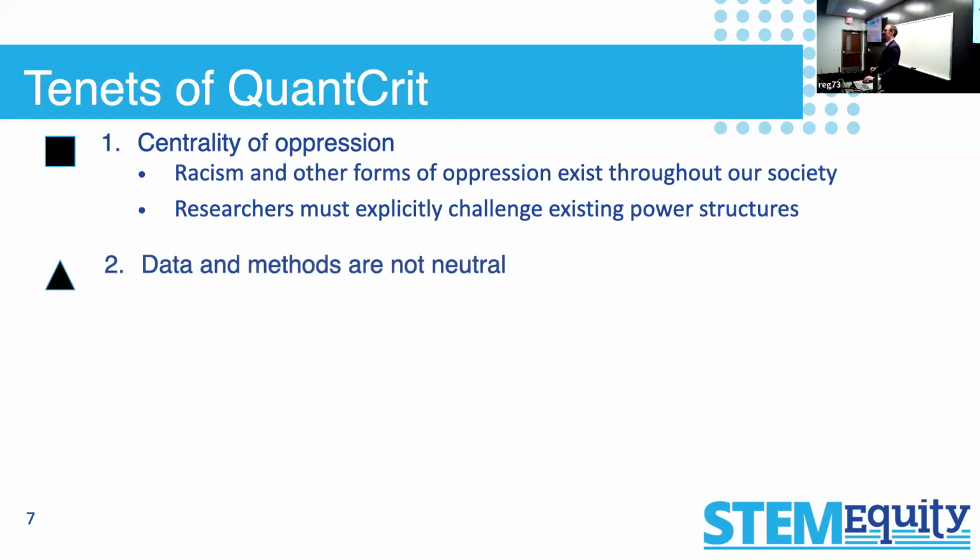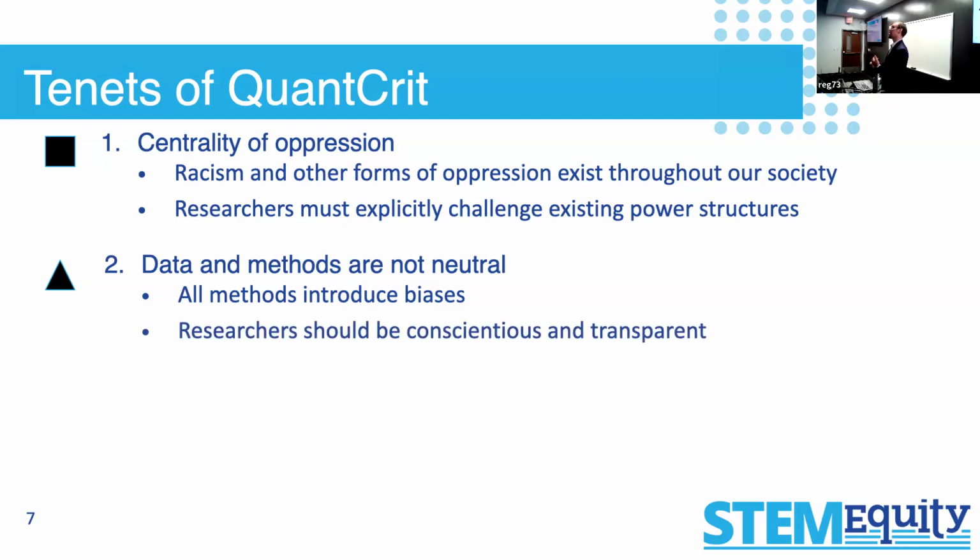Number 2, the data and methods are not neutral. We often like to think, especially with quantitative methods, oh, it's just the facts, just the data, it speaks for itself. But I disagree with that. All methods introduce bias. It's easy to point at qualitative methods and say, but you made all these decisions, it's just through your perspective. That's true. But as quantitative researchers, we make lots of decisions too. We tend to hide those and pretend like, no, this is just the way stats is done. But there are many decisions we get to make, and they all introduce bias. And so I think a researcher needs to be conscientious about the decisions they make, what biases they are introducing, and then be transparent in their publications and in their talks.